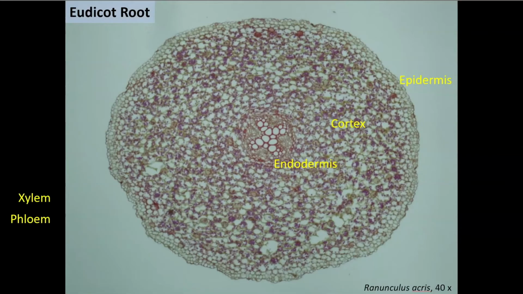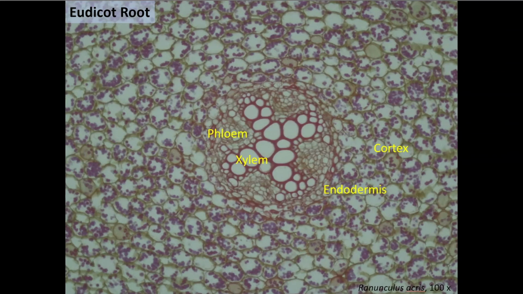All right, let's look at a eudicot root. Remember, like I was talking about earlier, in eudicot roots you're going to see this X pattern. You also have your endodermis, which is going to be around here. You have your cortex, which is going to run from your endodermis out to your epidermis. Zoom in a little bit more, and you can see the xylem and the phloem. You also see cortex, and you can really see that endodermis layer.